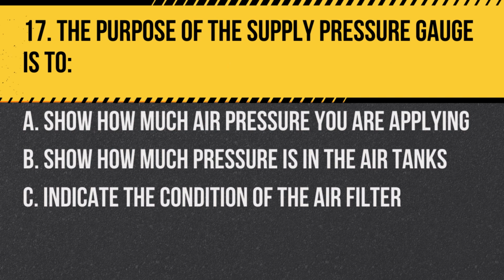Question 17. The purpose of the supply pressure gauge is to: A. Show how much air pressure you are applying. B. Show how much pressure is in the air tanks. C. Indicate the condition of the air filter. Answer: B. Show how much pressure is in the air tanks. It gives a reading of the air tank pressure.